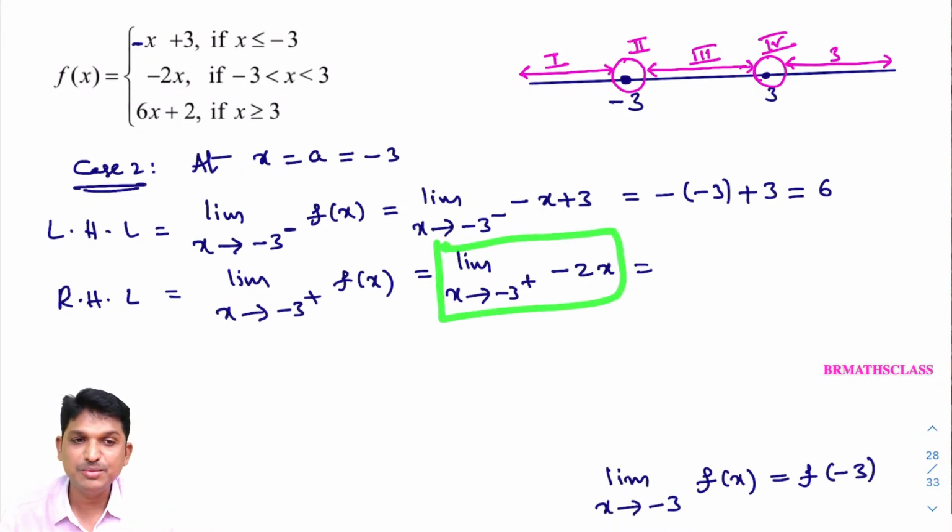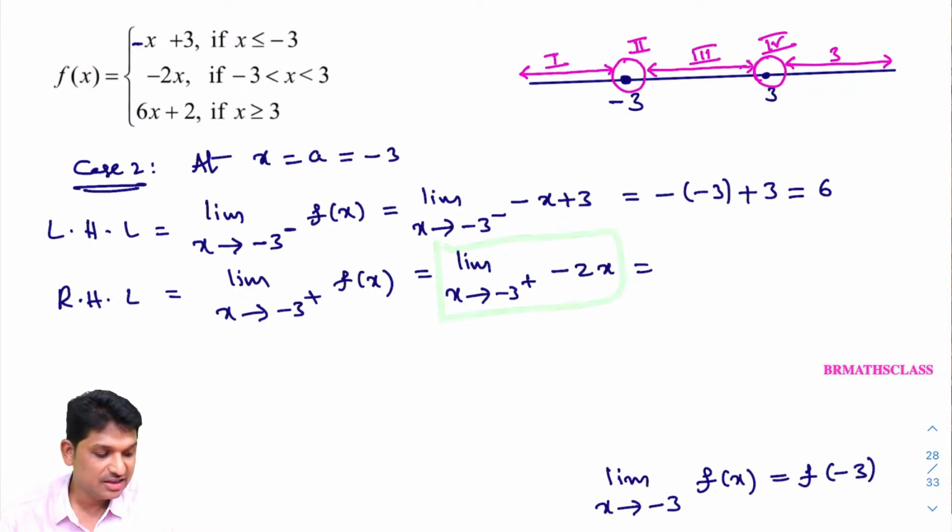To calculate this limit, we'll do it by the direct method. What is the direct method? In the given function, wherever x is there, there I'll substitute minus 3.